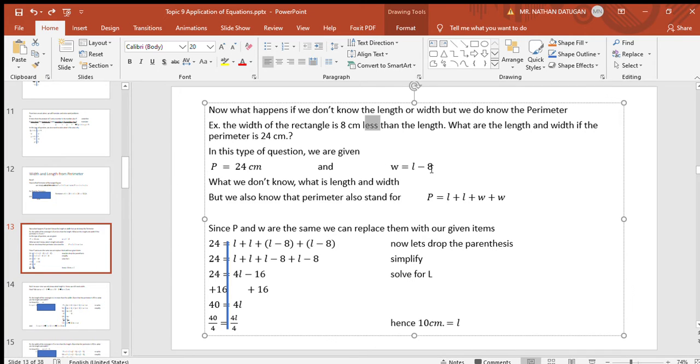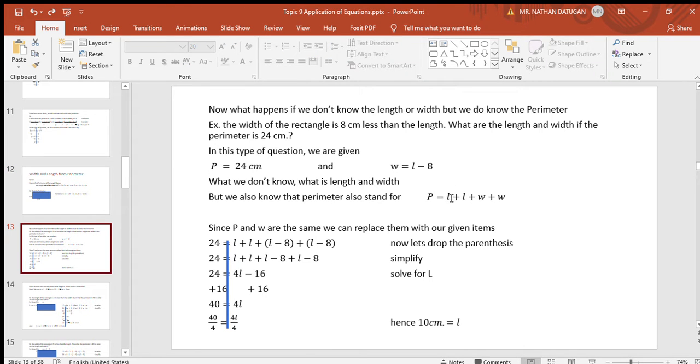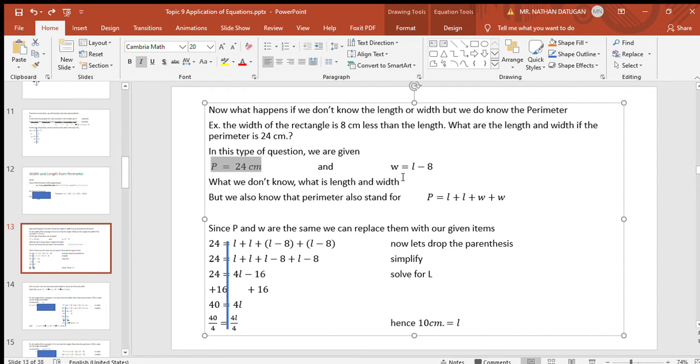Again, where did we get this? We got W equals length minus 8 from the first sentence, and P equal to 24 from the second sentence. But we still don't know the length. From the previous example, we know that the perimeter is also length plus width, correct? So we're going to combine these three things. P is equal to 24 centimeters. The width is equal to length minus 8. And the perimeter is length plus W.